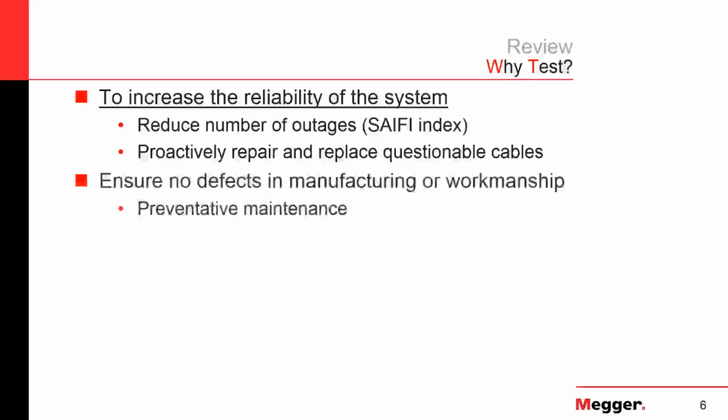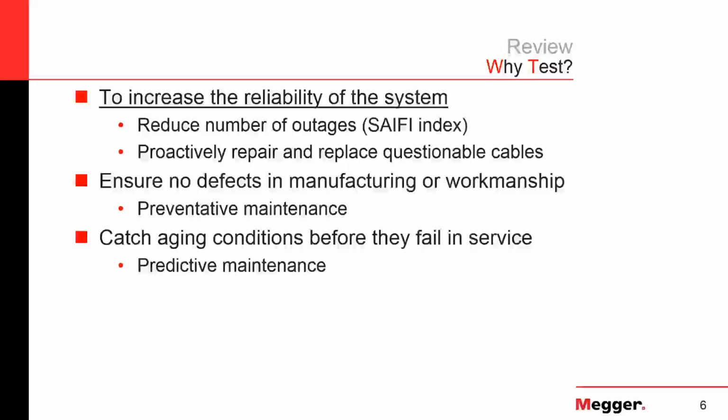There are two main types of maintenance that we do with cable testing. I consider the first one preventative maintenance, where we help ensure that no defects in workmanship or manufacturing enter the cable system. We catch those before the cable goes into service. The other type would be predictive maintenance. After the cable has been in service for some time, we try to catch aging conditions before they fail in service, so through normal aging, we try to catch them before they're actually a real problem.